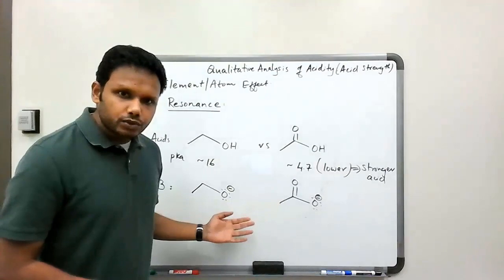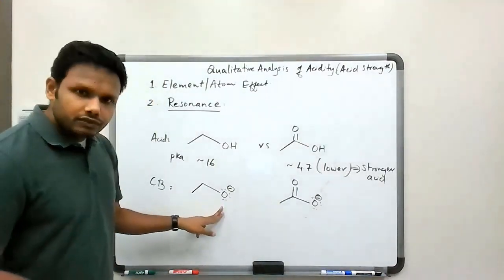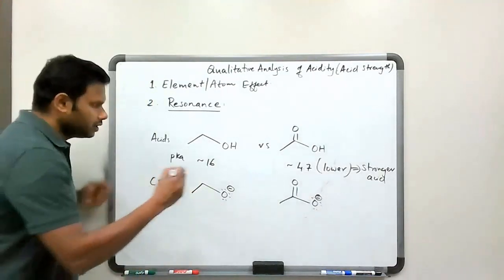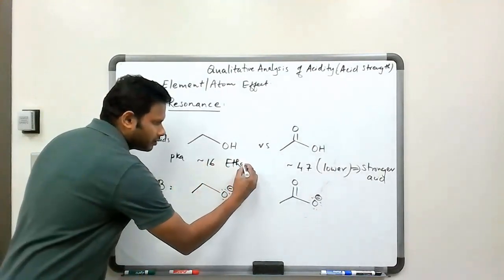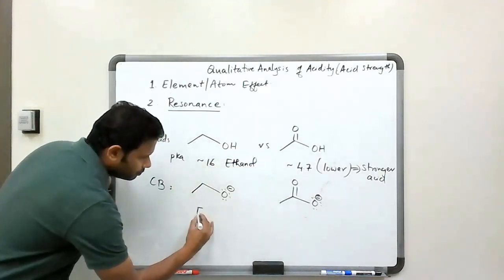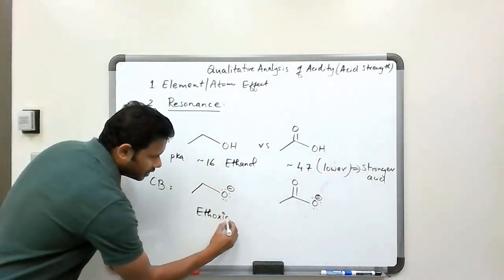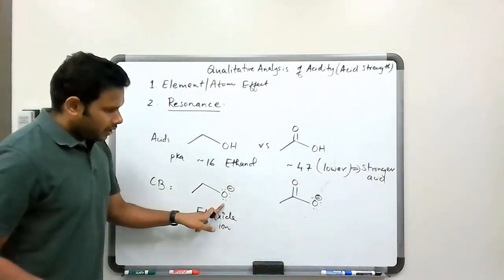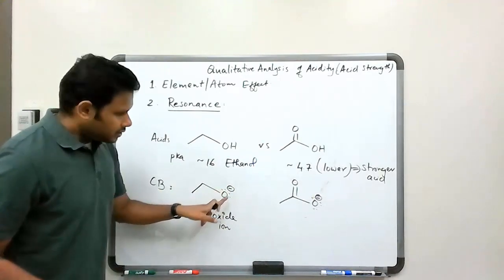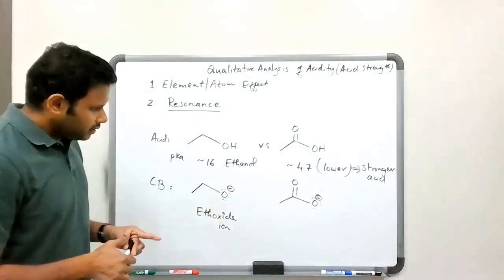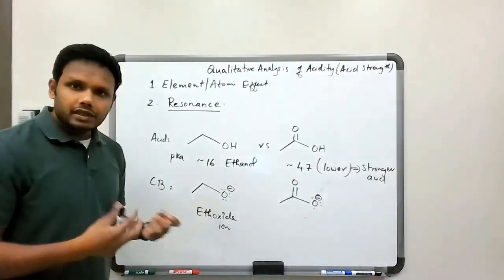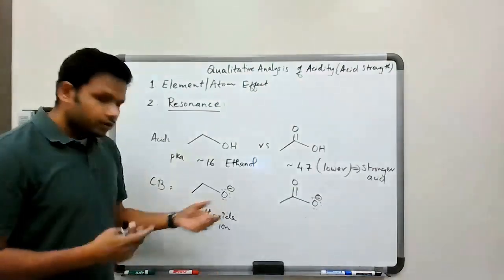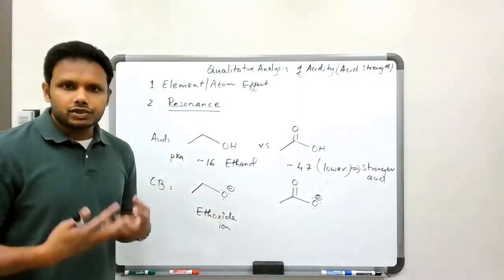Now, when you compare the 2 structures, for this first conjugate base, which is an alkoxide, or ethoxide, since this molecule is ethanol, this would be an ethoxide ion. For this ethoxide ion, the negative charge is on the oxygen atom. That may seem like a good situation because oxygen is an electronegative element, so based on atom or element effects, it should be able to stabilize that negative charge.